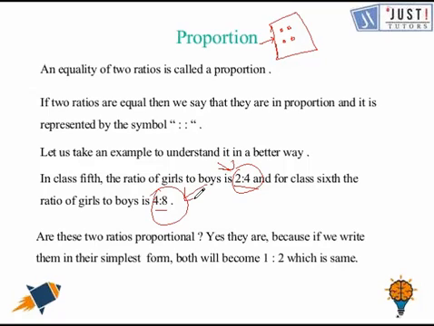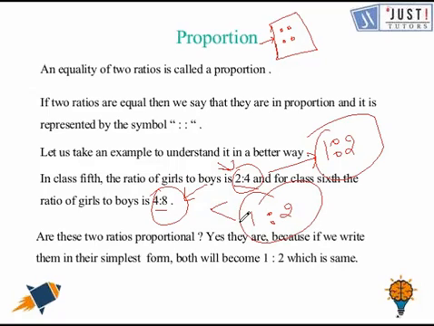And you know why? Because the simplest form of both the ratios is 1:2 and 1:2, which is 1:2 here and 1:2 here as well. That's why these two ratios are in proportion.